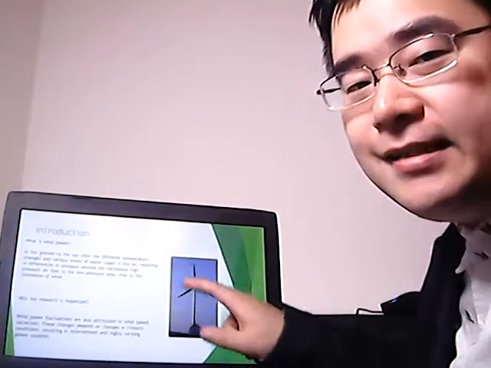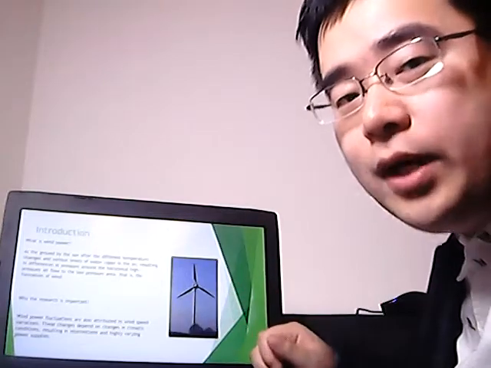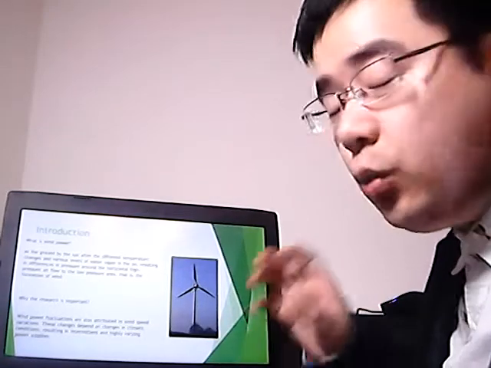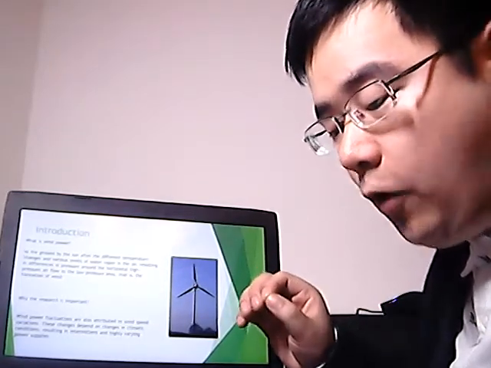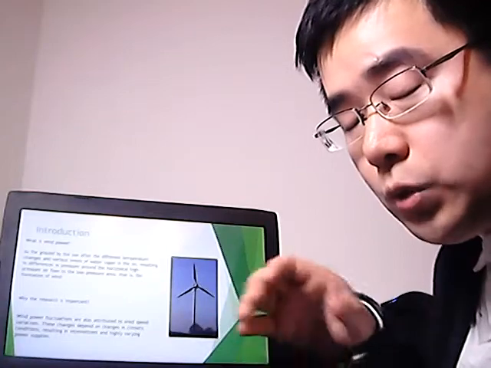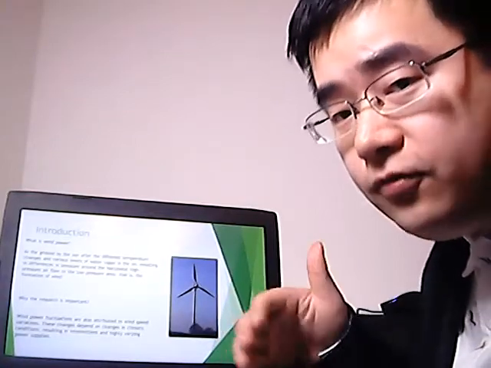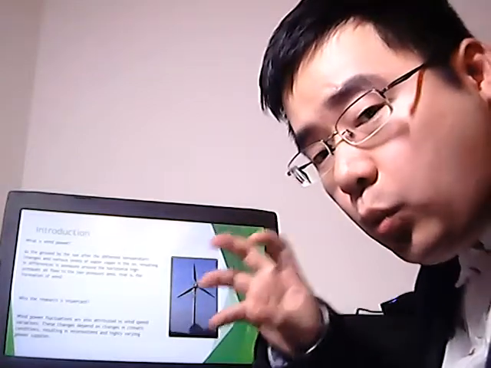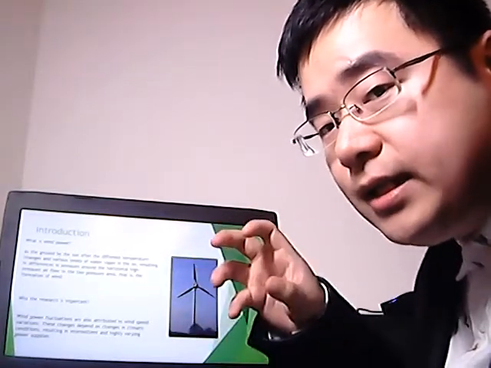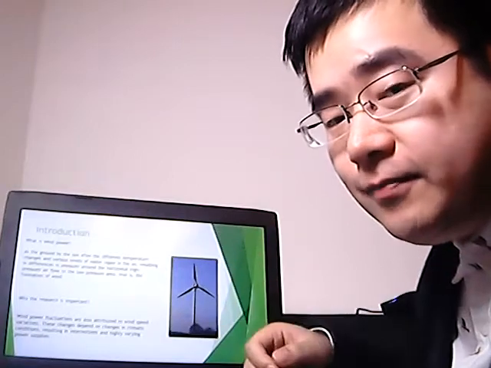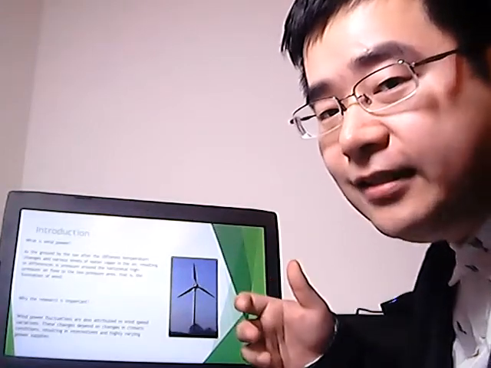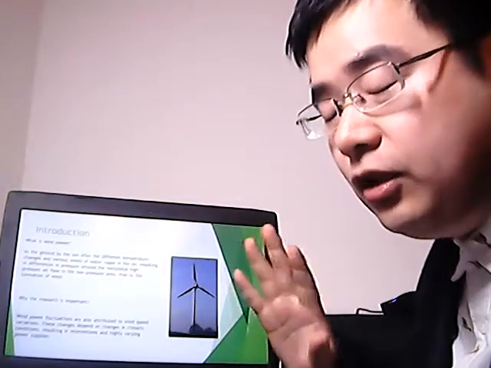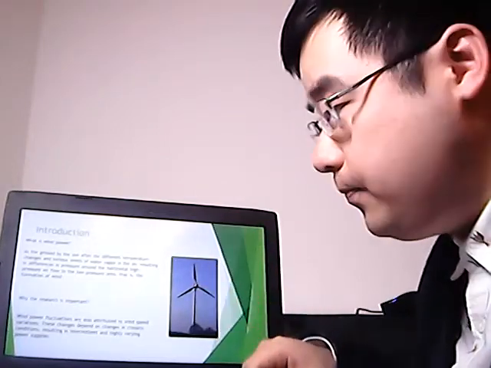As you can see, this wind device is really common in the Australian wild. The wind is formed because hot air flows to the cold area. And when this device receives the wind, it can generate electricity directly. So it's completely clean energy, with no emissions and no pollution.